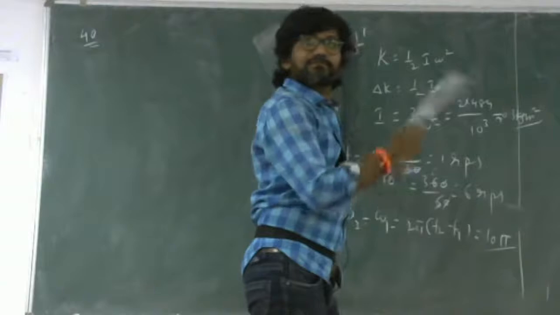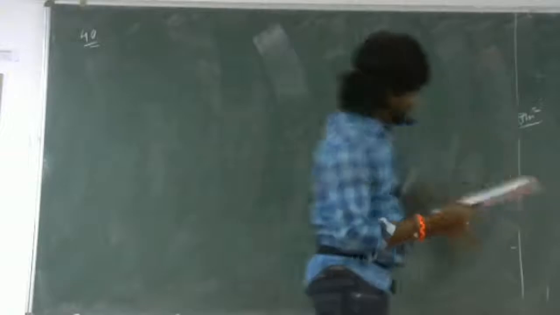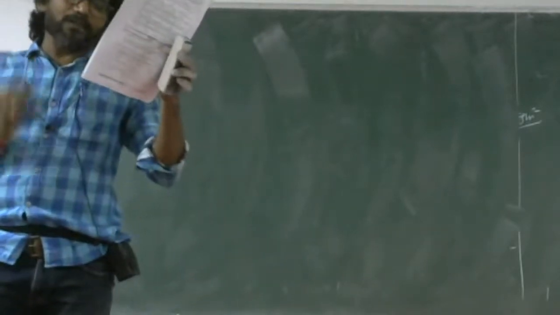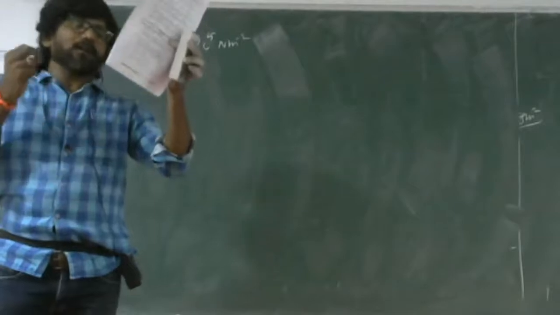Question number 40. Is that done? Finished? Yes? Question number 40 is: the reading of pressure meter attached with a closed water pipe is 3.5 into 10 to the power 5 Newton per meter square. Pressure meter means initial pressure P1 is 3.5 into 10 to the power plus 5 Newton per meter square or Pascal. On opening the valve of the pipe, the reading of pressure meter is.